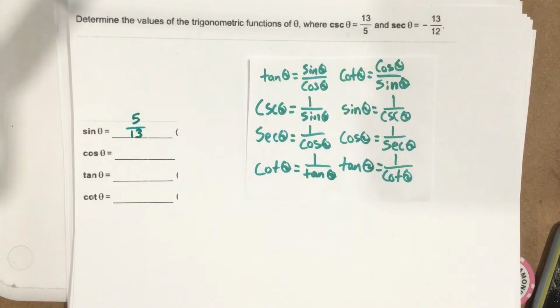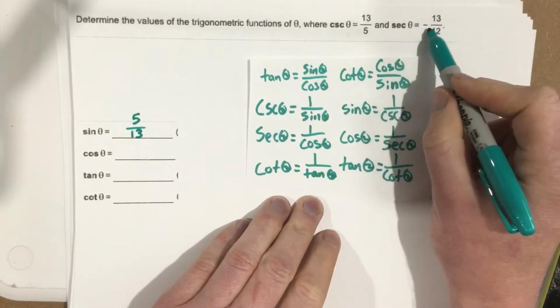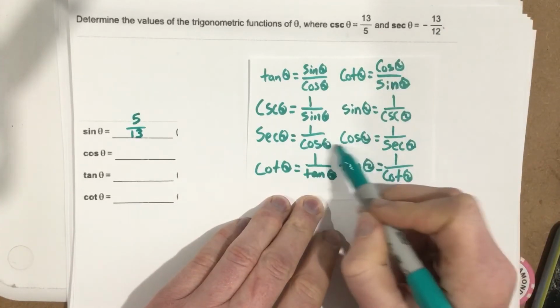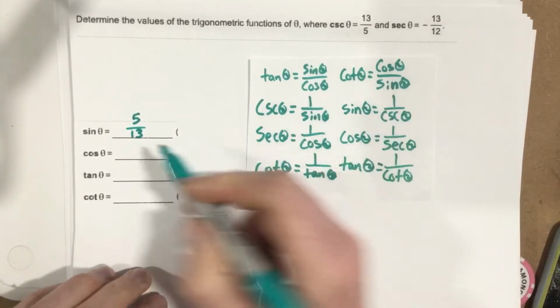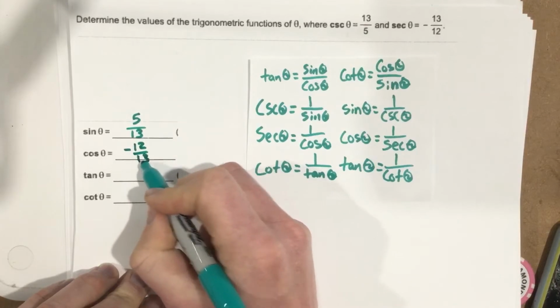If we know sine is 5 over 13, well, let's go to secant then. If secant is negative 13 over 12, we also know that cosine, they are reciprocals of each other, right? Secant and cosine. So I can write cosine as negative 12 over 13.